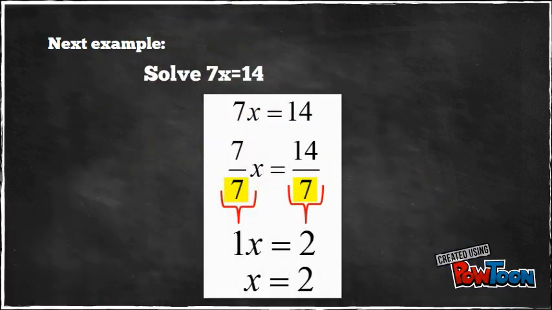You want to isolate the variable x. In order to do this, you must undo what was done to the variable x. Since x was multiplied by 7, use the inverse of multiplication and divide x by 7. To keep the equation in balance, you will need to divide the other side by 7. The solution is x equals 2.